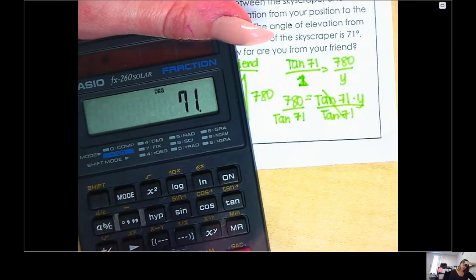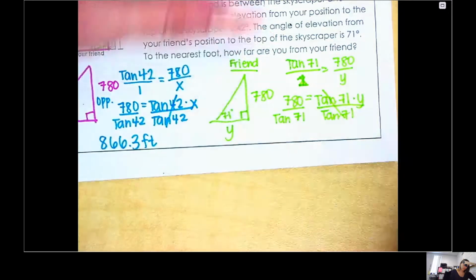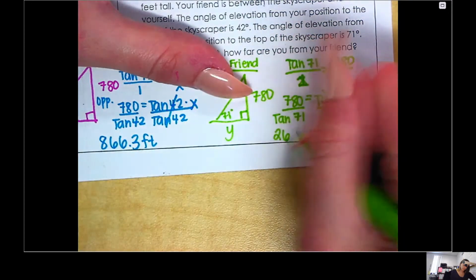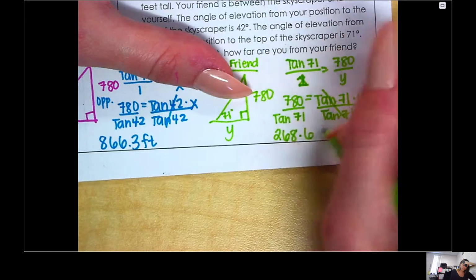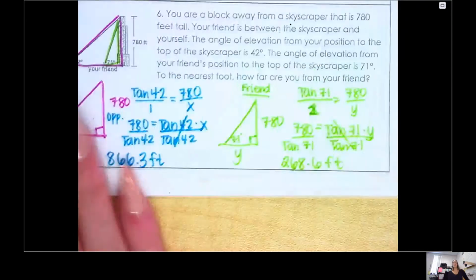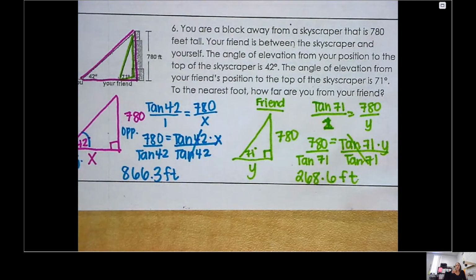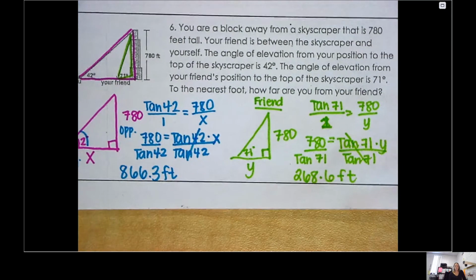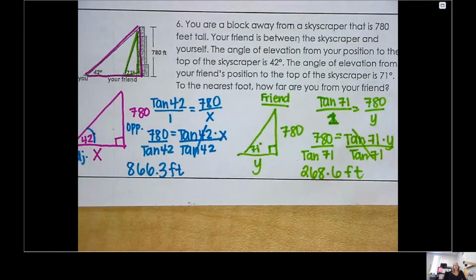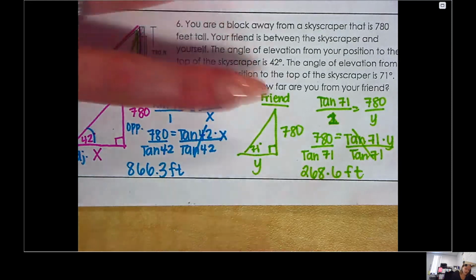And 71 equals. So will your friend's be a smaller number or a bigger number than yours? Should be smaller, they're closer, right? What'd you guys get for the friend? Nice, 268.6. And then the final step to find the distance between you and your friend is to do what? Subtract.